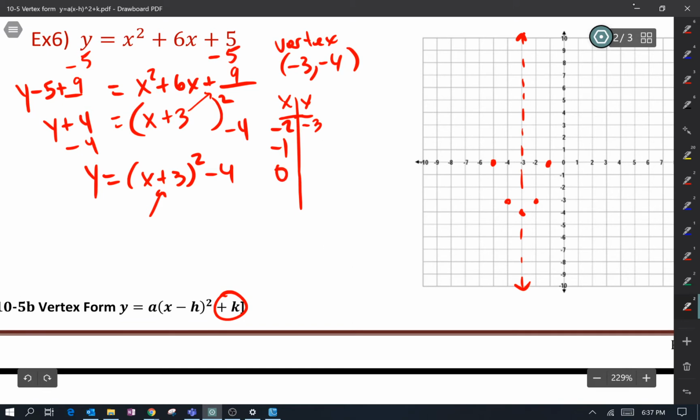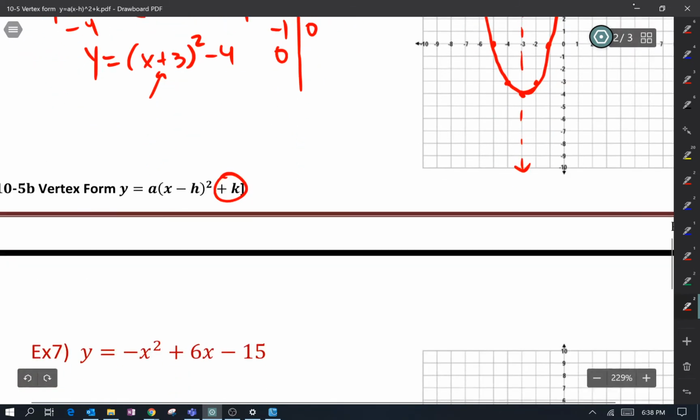And I'd probably check 0, right? Negative 1 was 0, so try 0. 0 plus 3 is 3. 3 squared is 9. Wait, let's try that again. 0 plus 3 is 3. 3 squared is 9. 9 minus 4 is 5. So 0 is 5, right? Reflect it. And that is my graph. Like I said, when things are in vertex form, they're very easy to graph. All right. Pretty easy, I think.